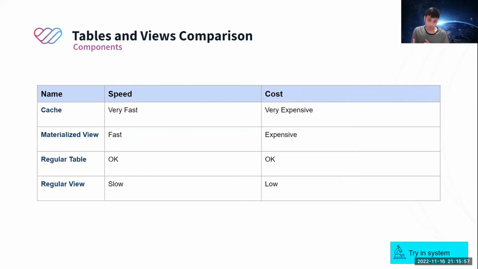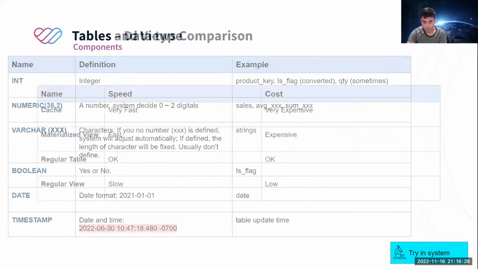Then you have a materialized view, which is fast. The speed is fast because again, it's materialized, but it's expensive. Then you have a table, whose speed is okay because it's right there. When you call it, it's ready, and the cost is okay. While a view has the low cost, but it's super slow because it's going to take the whole processing time it would need to run a query. So that's the comparison of tables and views.